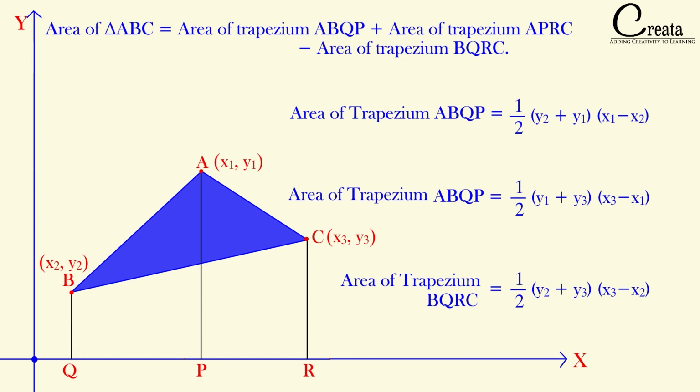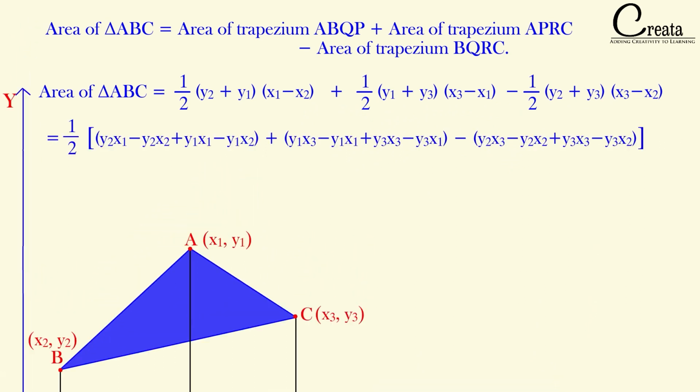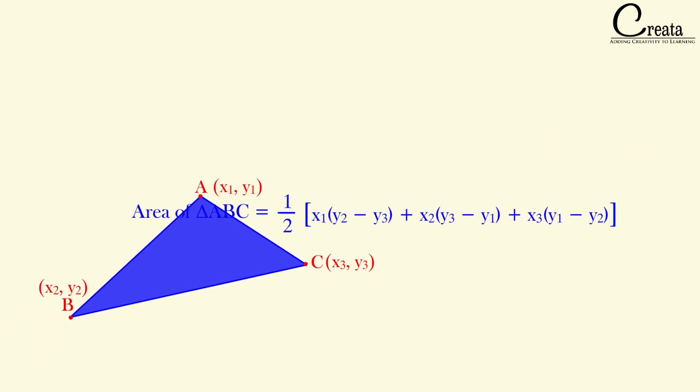We know the area of all of these trapeziums. Let's put the areas in our main equation. On putting the values and solving, we got the area of our triangle ABC is equal to half into x1 times (y2 minus y3) plus x2 times (y3 minus y1) plus x3 times (y1 minus y2). This is the formula of the area of the triangle.